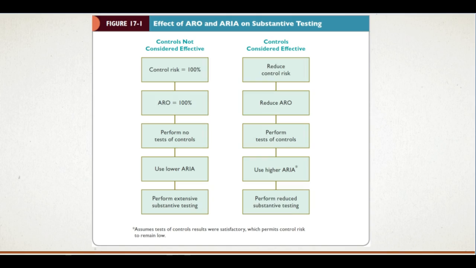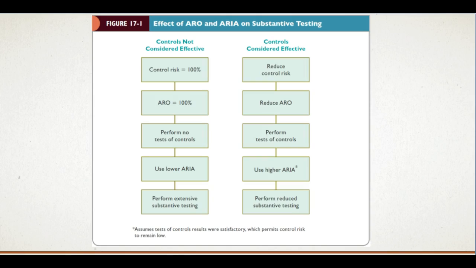And here, figure 17-1 shows the effect of acceptable risk of over-reliance and the acceptable risk of incorrect acceptance on substantive testing. When internal controls are assessed by the auditor to be effective, the acceptable risk of over-reliance in this case is reduced, and a higher acceptable risk of incorrect acceptance is established by the auditor. The auditor then performs less substantive testing and increases the testing of internal controls.